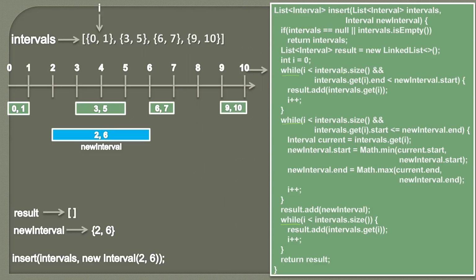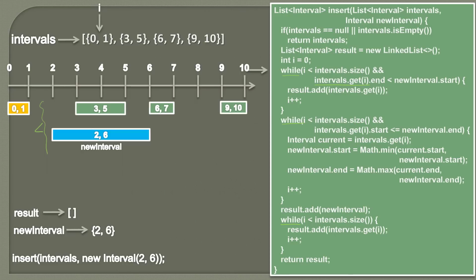So currently I is less than intervals.size. The other condition we check is we get this interval, so we do intervals.get I. So we get 0,1. And as we discussed, we will check its end time with the new interval start time. We check whether this interval's end time is less than new interval start time, because if it is less than new interval start time, it means they are not overlapping. There is a gap between.